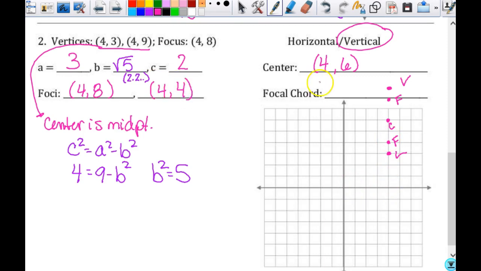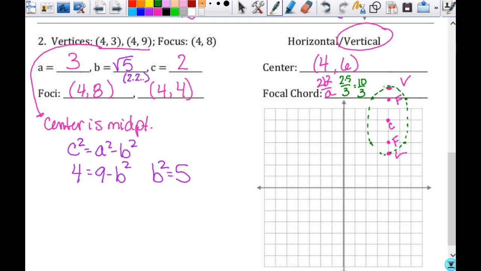Focal chord length is 2b squared over a. So that's 2 times 5 over 3. So that's 10 thirds. That's 3 1/3, even if I don't have a calculator there. So 1.5-ish in either direction to get my picture, but I still have to write the equation.